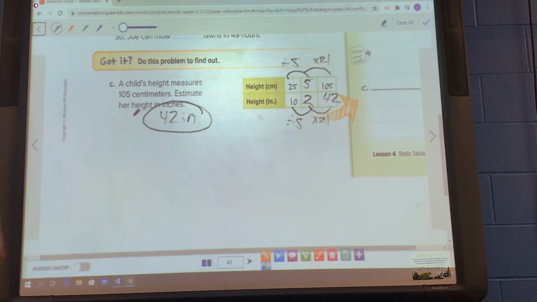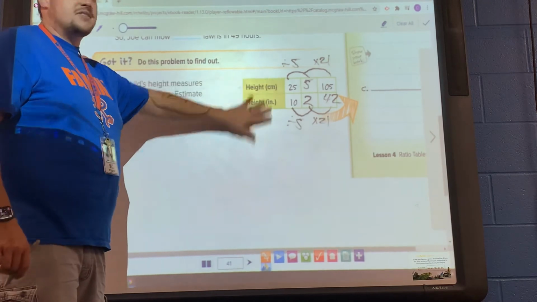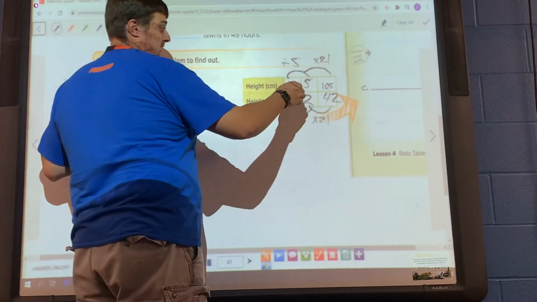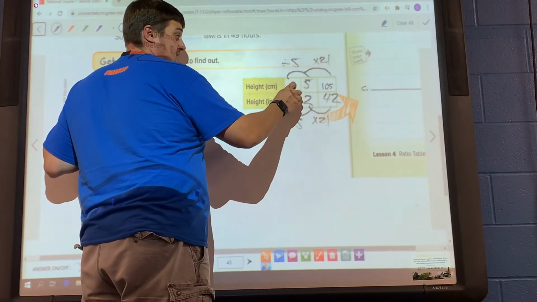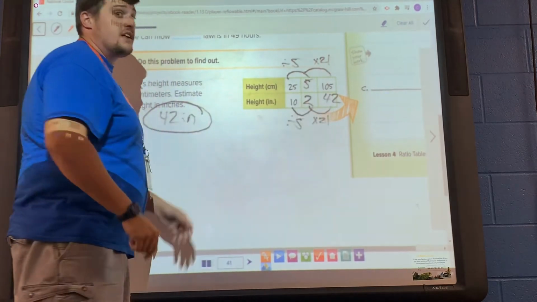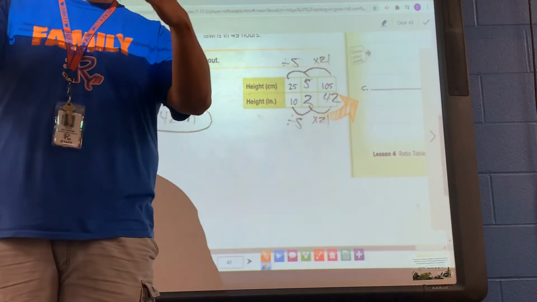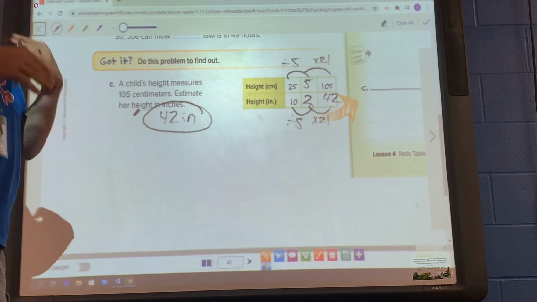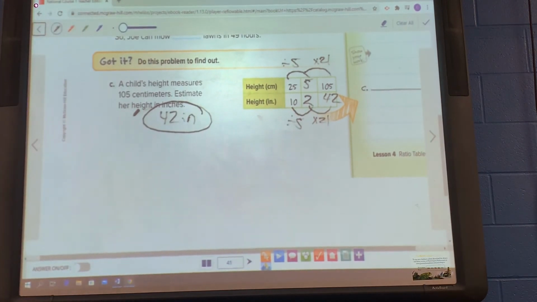Okay, so when you're scaling like this using a ratio table, all you're doing is finding a number that works from the first number to the second number. That's how you gotta do it. And whatever you do to the top, you gotta do to the bottom. And vice versa, whatever you do to the bottom, you gotta do to the top.